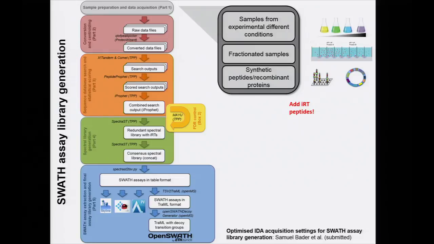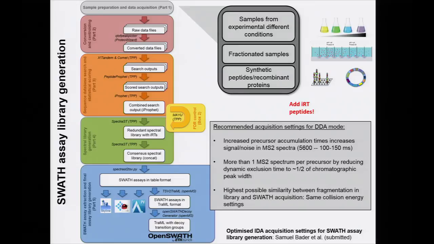And once that's true, and once there's a reasonable number of them and they're distributed across the gradient, then I think it's possible to use endogenous peptides as IRT standards. But we don't actually do that because it's just a convenience to add in these other peptides, and they're always there with a high signal.